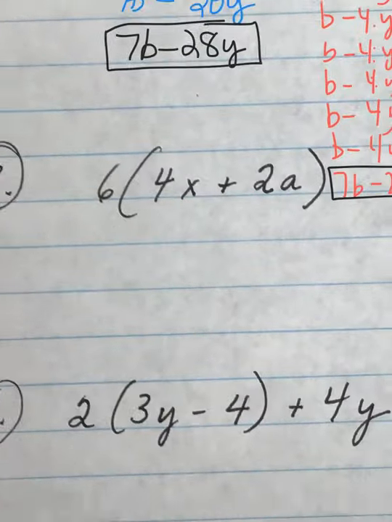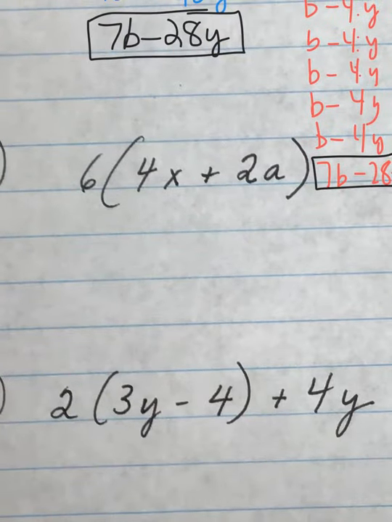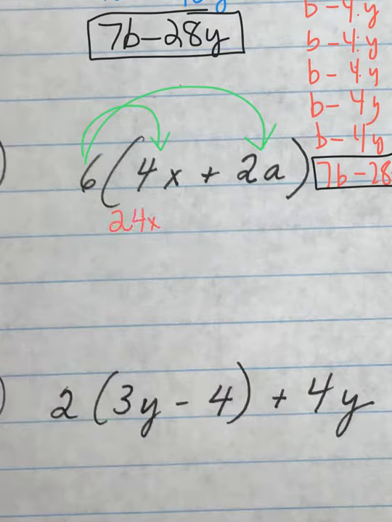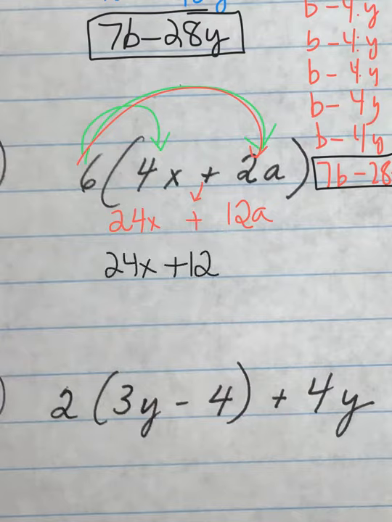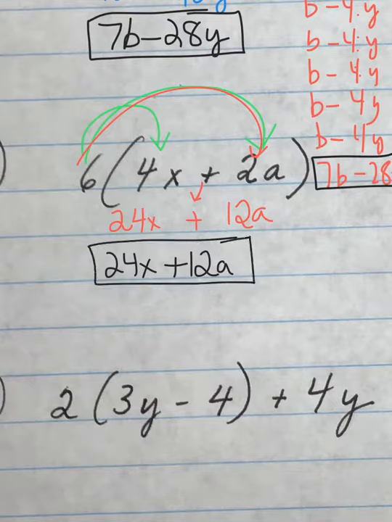Okay, so take a look at this problem here. Now I have this writing over here, but we can still look at this. All right, this is 6 groups of 4x plus 2a, or I can just distribute the 6 to both values in that group. So 6 times 4 would be 24x plus, bring that down, 6 times 2 is 12a. So the final simplified expression is 24x plus 12a. I could write this out 6 times if I wanted to, but I'm not going to do that. But that's another way to show it.